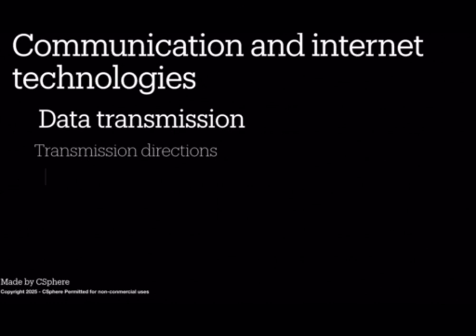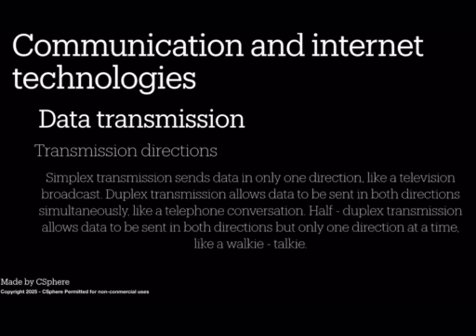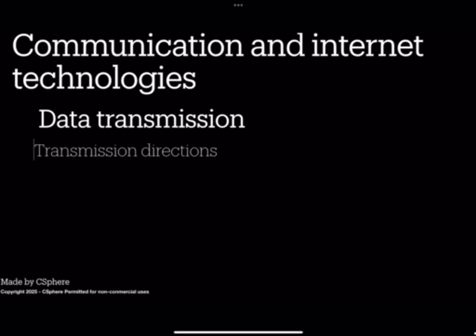For example, a computer's internal components and simple computers like integrated circuits may use parallel transmission. And we also have transmission directions, where simplex transmission sends data in only one direction, like a television broadcast. Duplex transmission allows data to be sent in both directions simultaneously, like a telephone conversation. Half-duplex transmission allows data to be sent in both directions, but only one direction at a time, like a walkie-talkie.